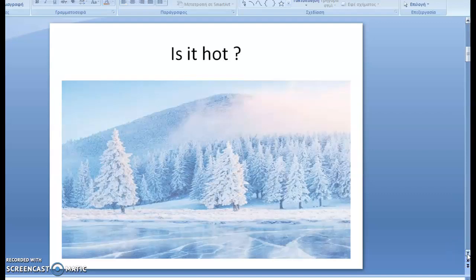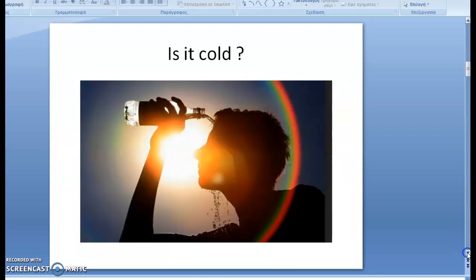is it hot? No, it isn't. It's cold. Can you see the snow-covered trees? Can you see the ice here? So it's cold. Take a look at this picture now. Is it cold? No, it isn't. It's hot. You can see the sun shining here, and you can see the person here splashing water over his face.